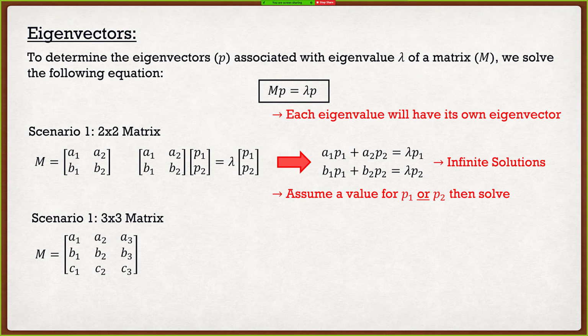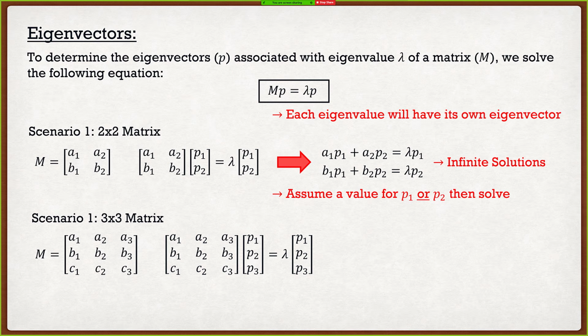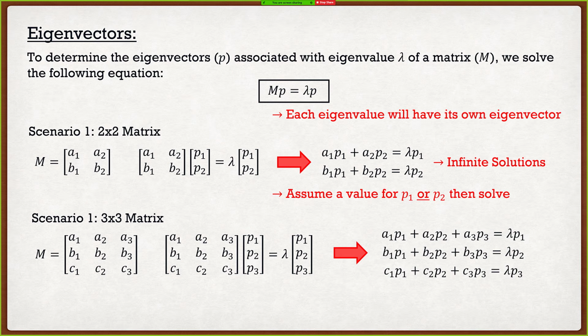Scenario 2, a 3 by 3 matrix. All right, again, same thing. We utilize our equation above, and we can see that we have 3 unknowns, P1, P2, and P3. So what we can do is make 3 equations, 3 unknowns. On paper, it looks good. However, just like before, there's going to be infinite solutions. Therefore, we're going to assume a value for P1, P2, or P3, and then solve it. So again, personally, I always pick the last one. So in this case, I'd pick P3. I'd set it equal to 1, and then solve for P1 and P2.